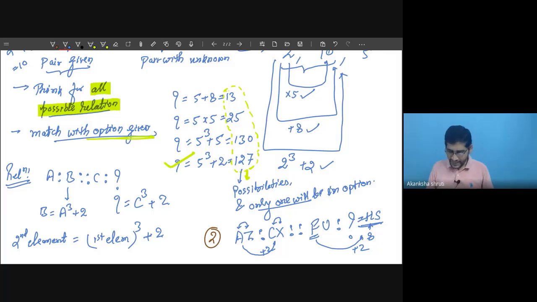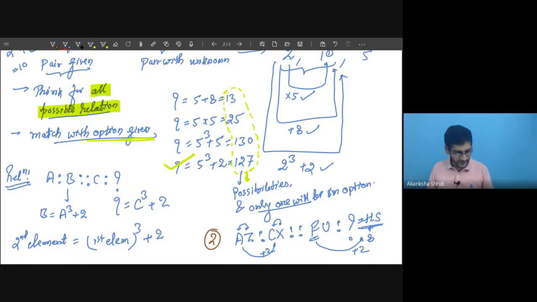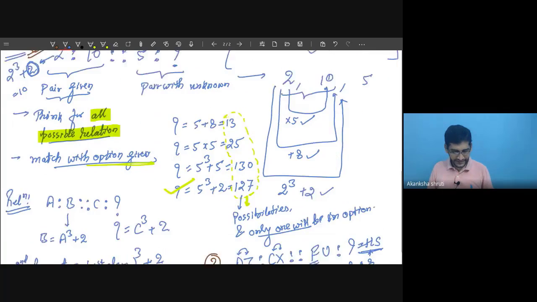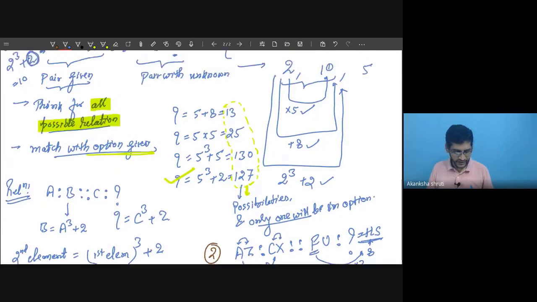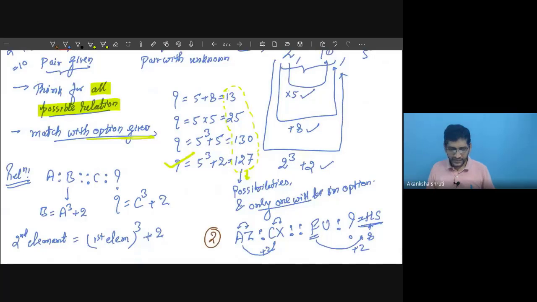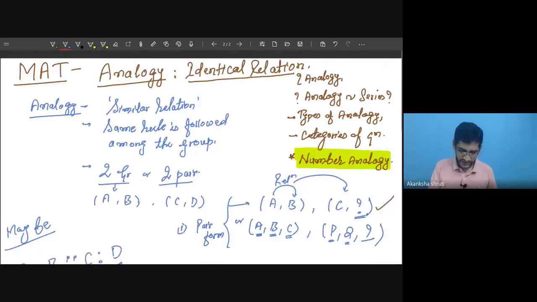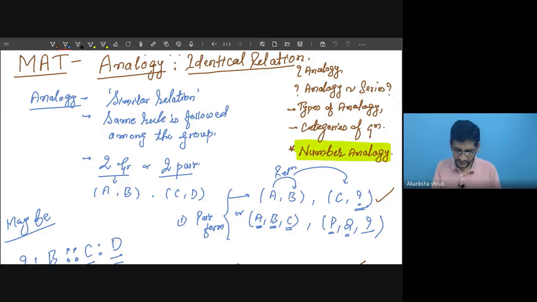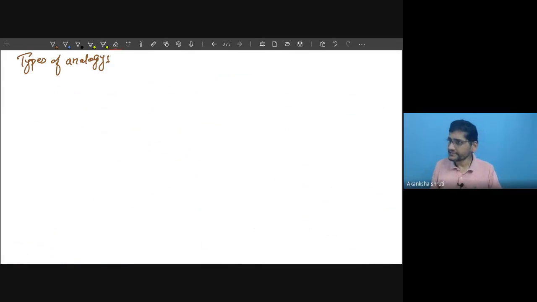What are the various types of analogy that we are going to learn? Here we are observing it could be number analogy, or it could be character or alphabetic analogy. So let us go for that. These are the types of analogy we are going to learn today. Like in series, where we classified the series into different categories, in a similar fashion analogy can also be categorized.